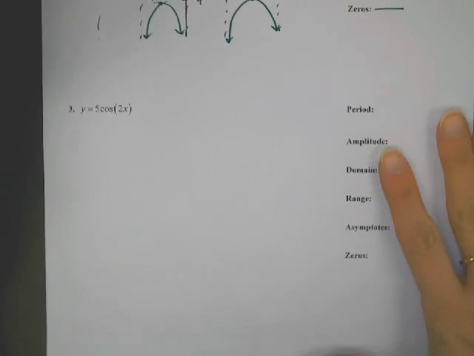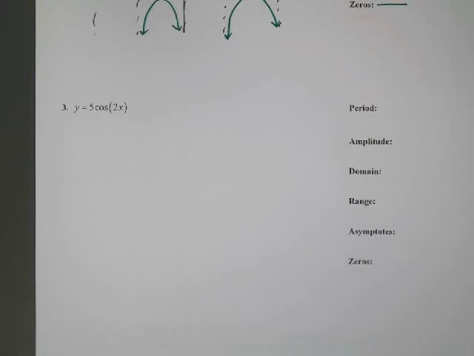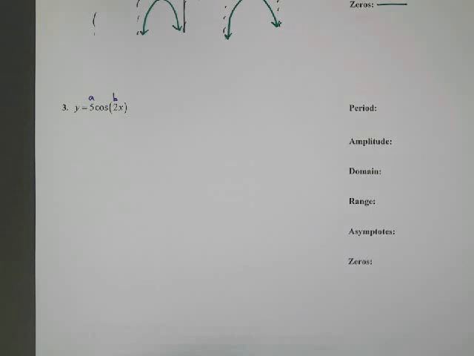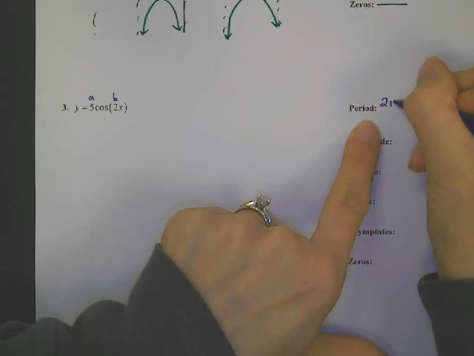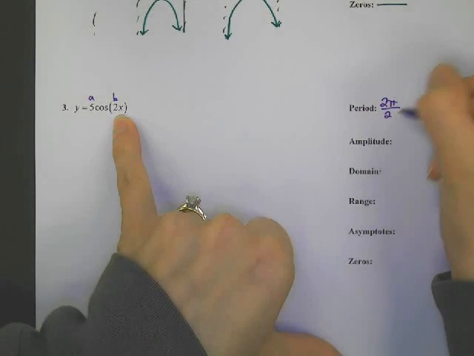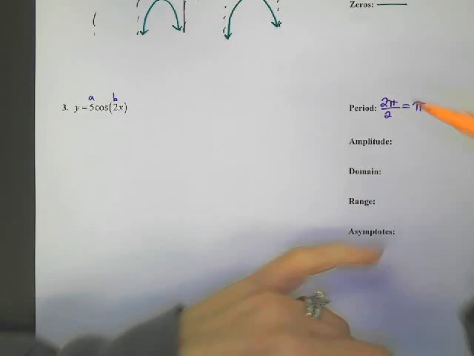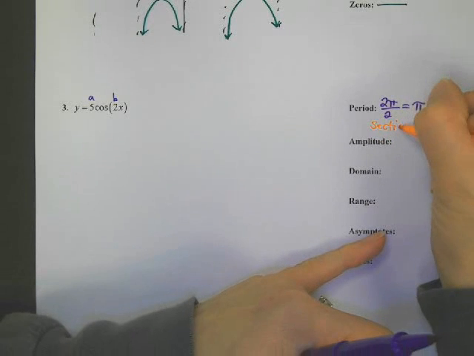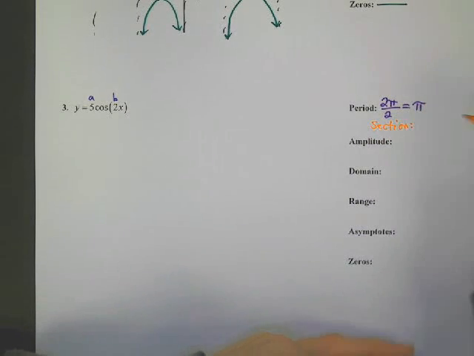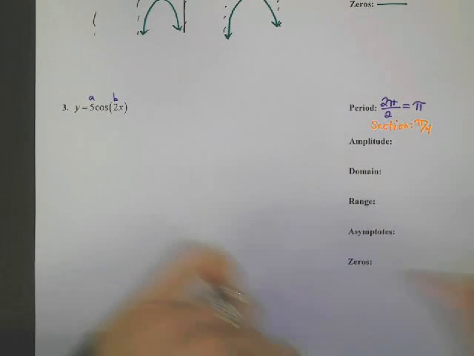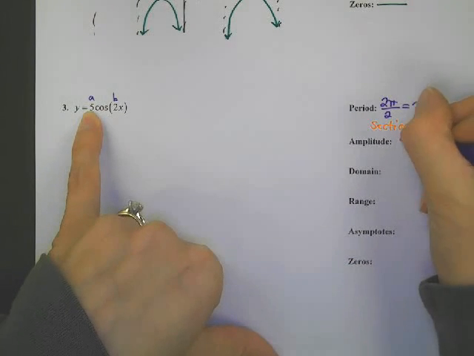All right, let's talk about a cosine graph. Cosine, we've got an a value and we've got a b value, so let's do the period first. The period is 2 pi over b, which is a 2, so the period is pi. Let's go ahead and officially write down what a section is. To find the section for sine and cosine, we have to divide the period by 4. And the amplitude for this guy would be 5.